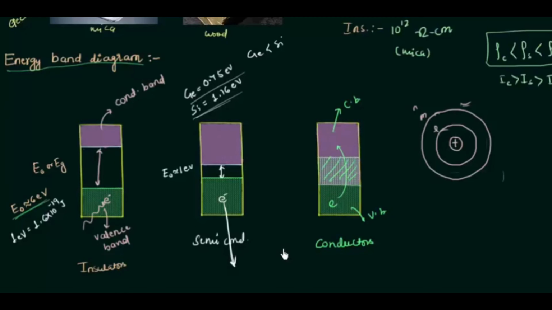Now we will see the periodic table so that we have a better idea for the position of the germanium and silicon, and we can predict some of the properties from this periodic table. So let's move to it.